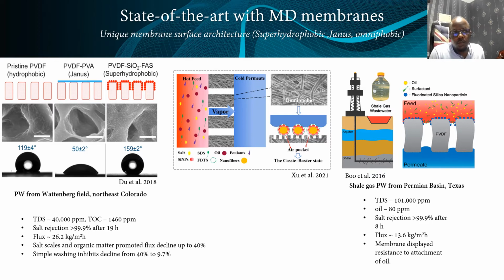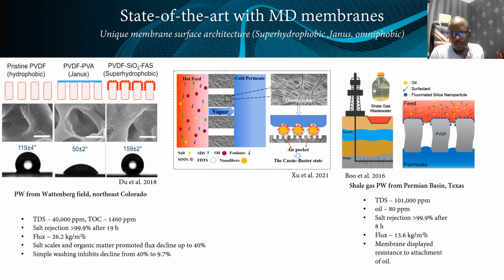In the omniphobic, you have total rejection of anything liquid, be it oil or water, everything. It rejects SDS, everything. On the other hand, the superhydrophobic has a limit to what it repels, which is basically water, and you find that the oils get attached to the surface of the superhydrophobic membrane. So that is basically the thin line between them.